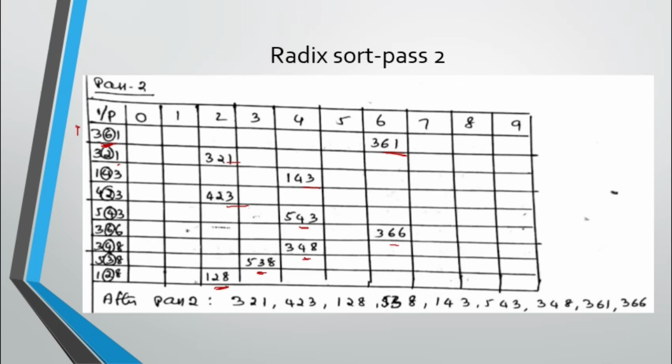Now again the same process. 0 and 1 you don't have anything, start from 2. So write 321, then 423, then 128. Then you have to come to 3. In 3 you have only one number, that is 538, write that. Let's go to 4, again top to bottom, always from top to bottom, remember. 143, then 543, then 348, then 5 you don't have anything, 6, 361 and 366.